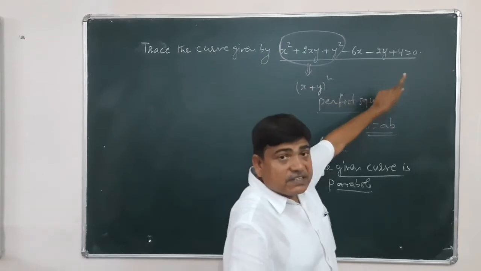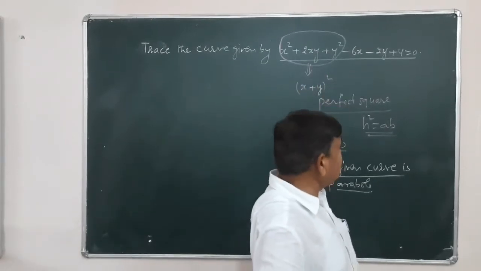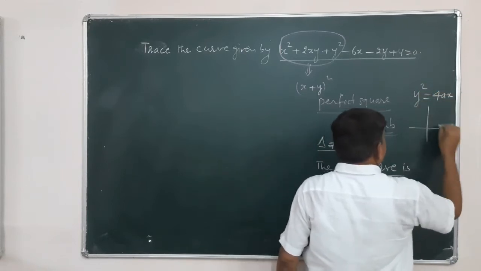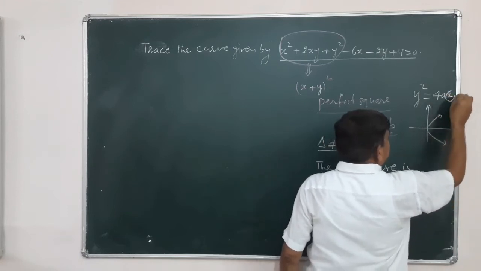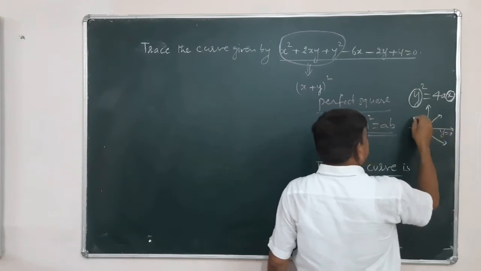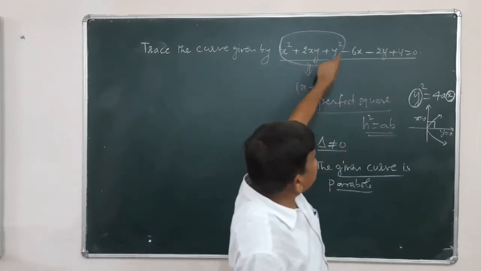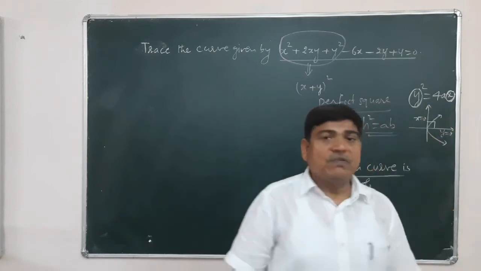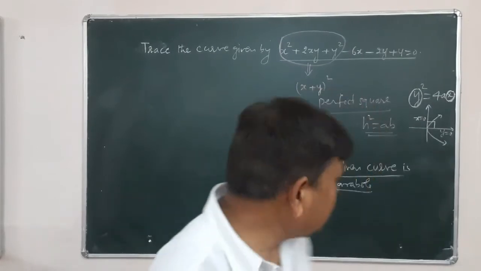Now we trace it. Yesterday, I explained how to reduce the general equation into the standard equation, that is y² equals 4ax. In such a way that this term, and this term, y equals 0 is here, x equals 0 is here, and these two lines are perpendicular. So we rewrite this equation in such a way that we have this type of situation, so we can convert it into y² equals 4ax. This I have already explained in the previous video. So let us see.